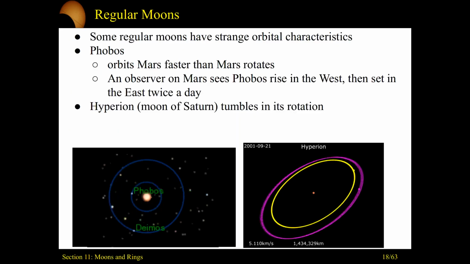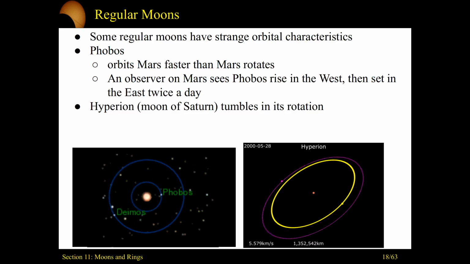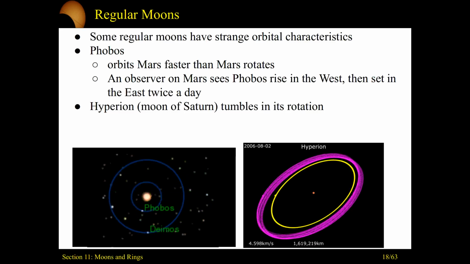Some of the regular moons can have some strange orbital properties. Look at Phobos and Deimos as they go around Mars, and you'll notice how rapidly Phobos is swirling around the Martian planet. Well, it turns out that Phobos moves so quickly that it will rise and set twice in a given Martian day.